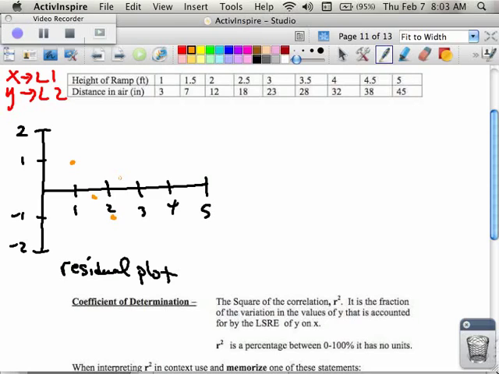Where am I now? 2.5. I'm somewhere around maybe a quarter. At 3, I'm maybe less than that. A little bit past 3, I'm just under that. At 4, I'm down at negative 1.5, so right over here. At 5, I'm here. And then at 5, I'm somewhere around here. Okay. So this is my residual plot, and these are your residuals over here.